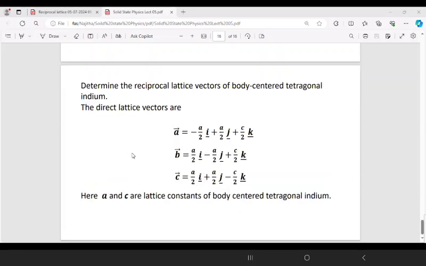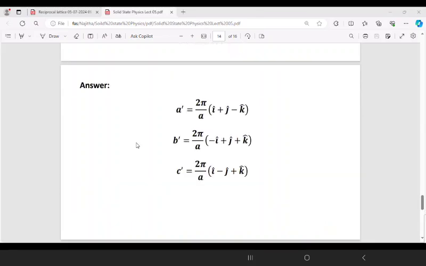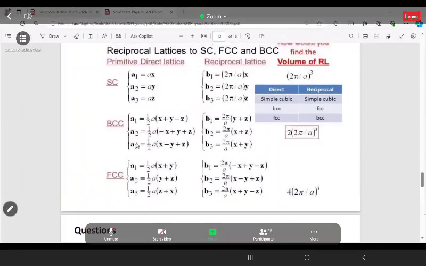Also, I have given another question here. It is a little bit complicated: it's about tetragonal indium vectors. So please try this question as homework. I discussed more questions, so you have to try those once again to practice, and also try these questions.